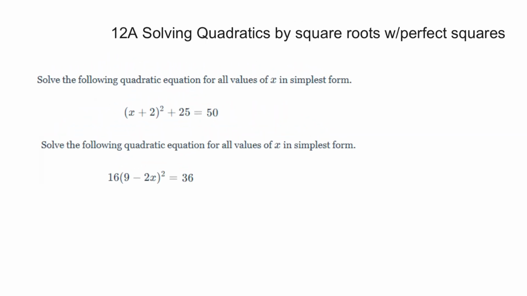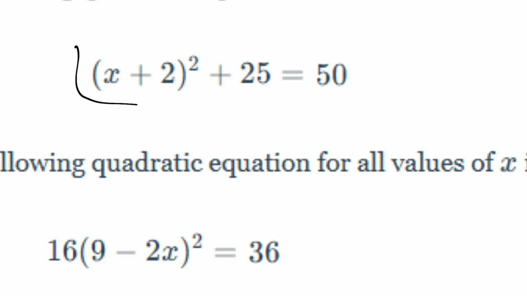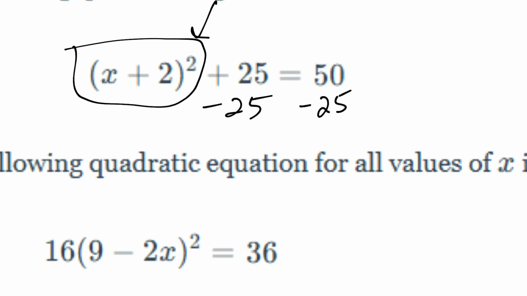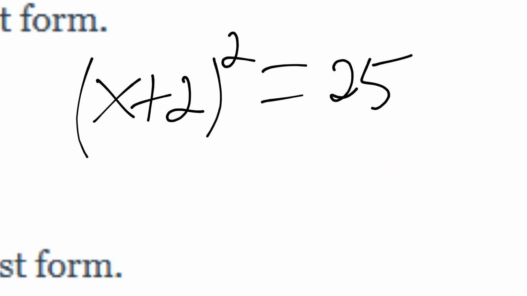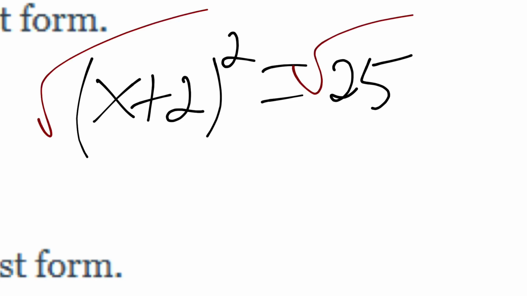Unit 12, let's talk about solving quadratics with square roots. So the goal here is to get this part all by itself because it is something that is squared. We do that by subtracting 25 from both sides. We're left with this value, which is perfect because 25 happens to be a perfect square. Now we go like normal, where we take the square root of the left, it cancels out the square. We take the square root of 25 and it's 5.